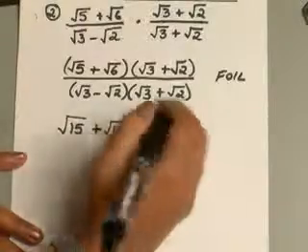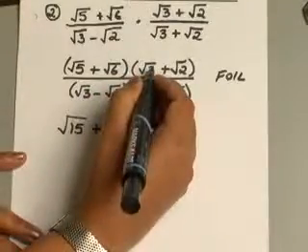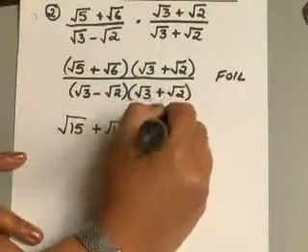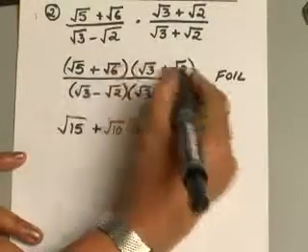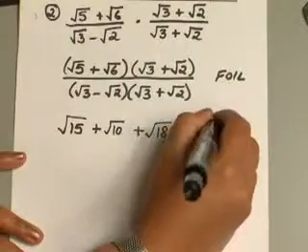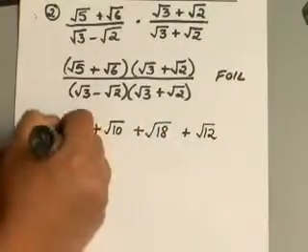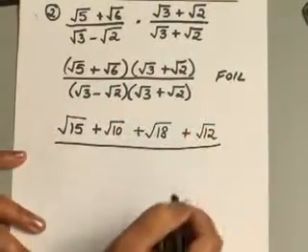And then square root of 6 times square root of 3. 6 times 3, of course, gives you 18. And the last term will be square root of 6 times square root of 2, which will be square root of 12.